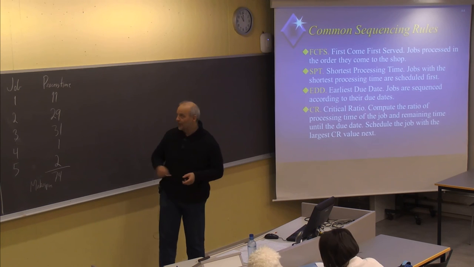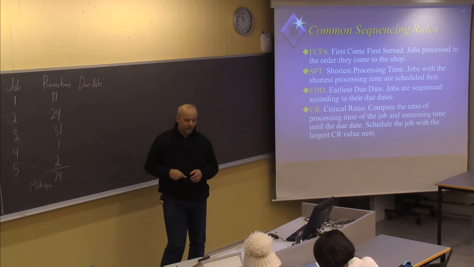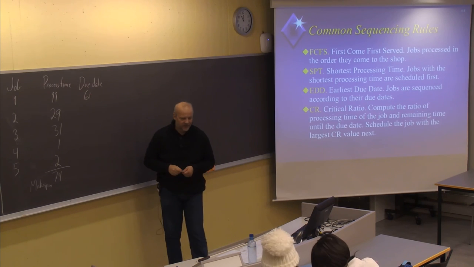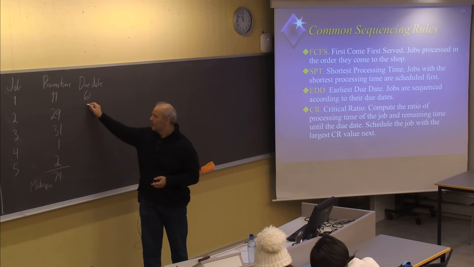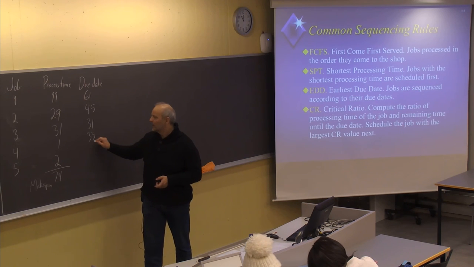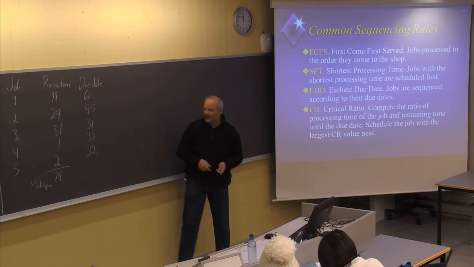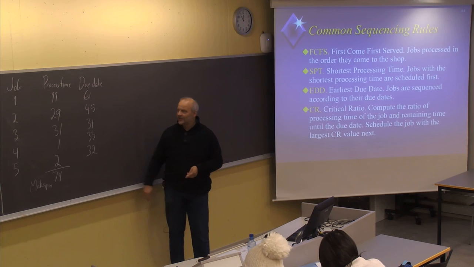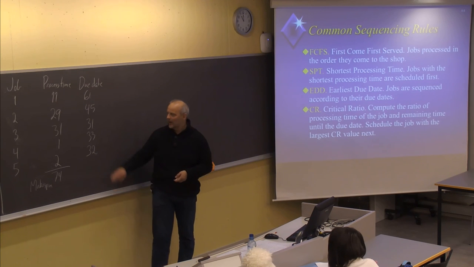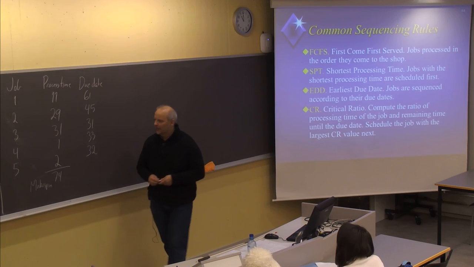And in addition, we have the due date. For job number 1, we have a due date of 61, so the customer expects this job to be finished within 61 days. Job number 2 is 45. Job number 3, 31. Job number 4, 33. And job number 5, 32. Like this. And now we can clearly see here that this is not feasible. It's not possible to finalize all these five jobs, which needs a total of 74 days, and meet all the due dates here. At least one job needs to be delayed.